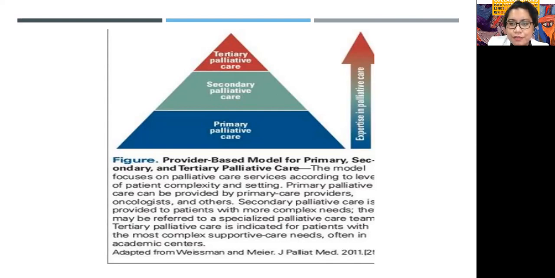So as you can see here, the expertise in palliative care elevates while going up the peak of the triangle.